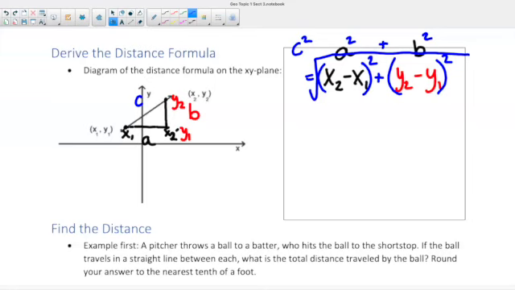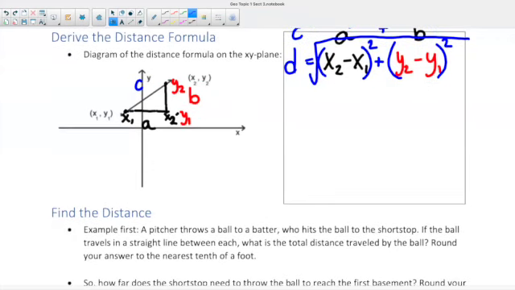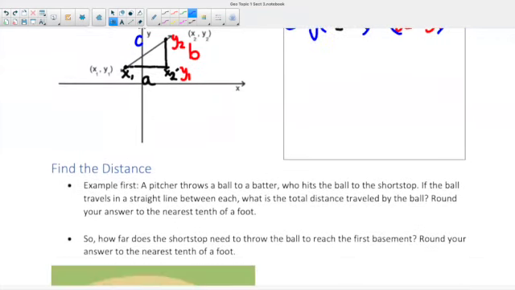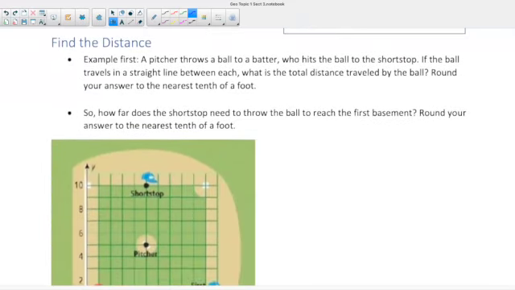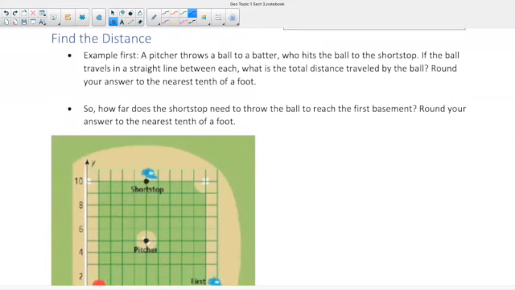And that will be the distance from these two points, X1, Y1, X2, Y2. So this will be the distance, and that is derived from the Pythagorean theorem. So we are going to use this formula on this example.